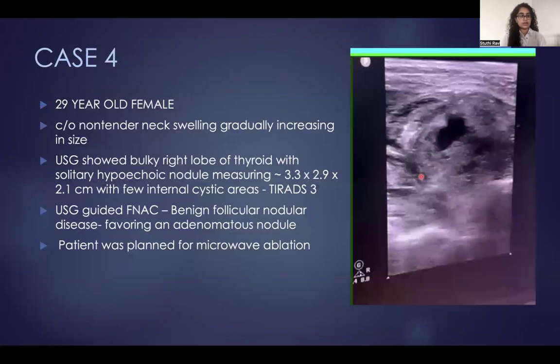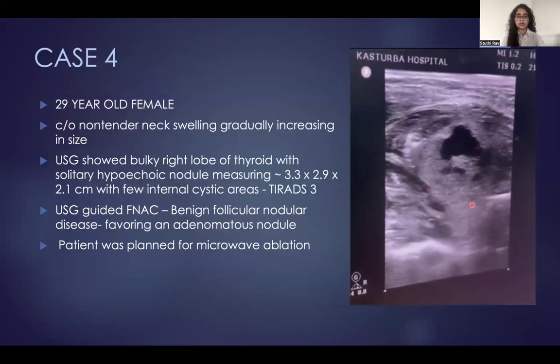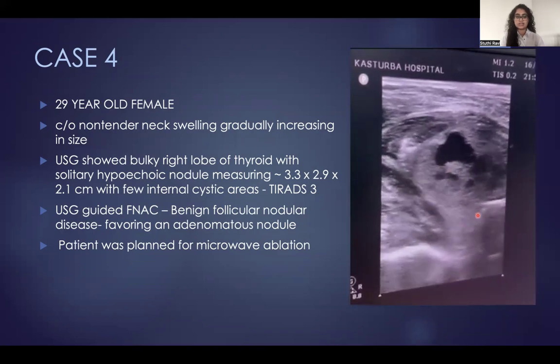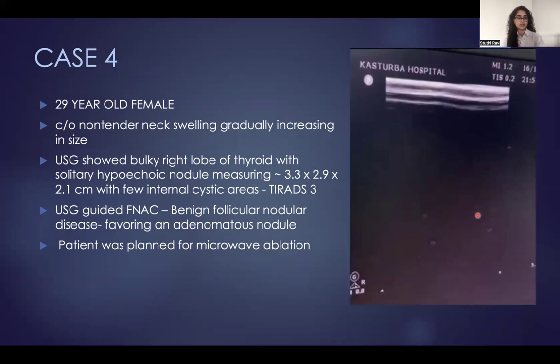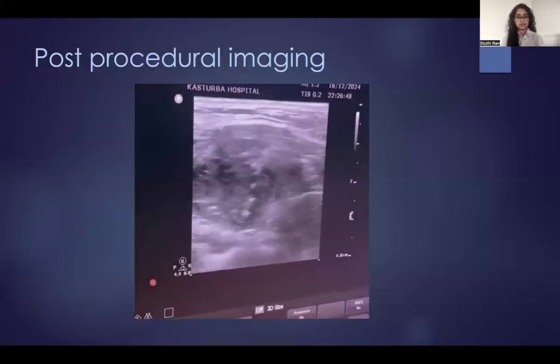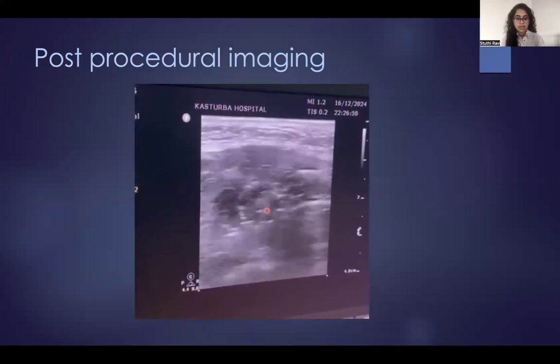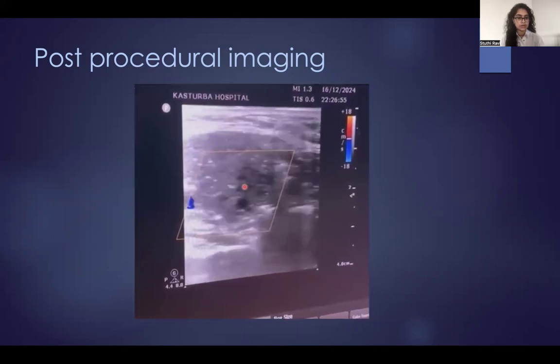patient. The other case is a 29-year-old female with complaints of non-tender neck swelling gradually increasing in size. USG showed a bulky right lobe of thyroid with a solitary hypoechoic nodule with few internal cystic areas, TIRADS 3. USG guided FNAC was done which demonstrated a benign follicular nodular disease, and patient was planned for microwave ablation. Similarly, this is the microwave generator, the antenna, and the tubing for cooling. So post-procedural imaging for the patient showed multiple hyperechoic foci within the nodule, which shows the ablated area which occurs due to the microwave.